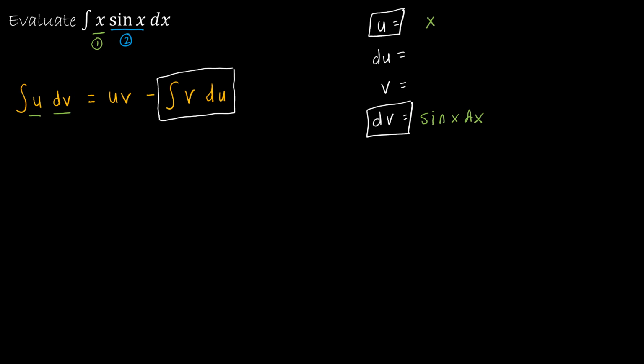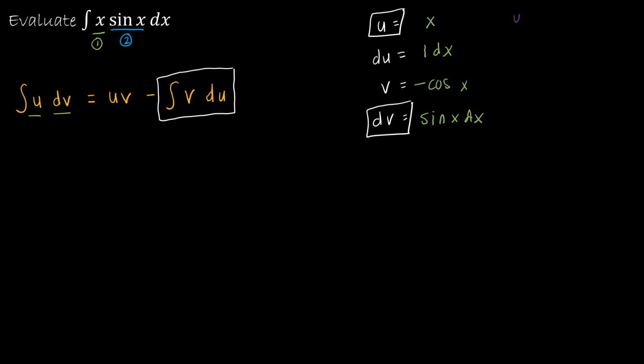Now, if I choose that, then let's think about the result. If dv is sine of x dx, then v, by integration, is negative cosine of x. And if u is x, then the derivative of u is the derivative of x, which is just 1 dx. So I'm liking this one, but let's take a look at what happens if I used a different option.